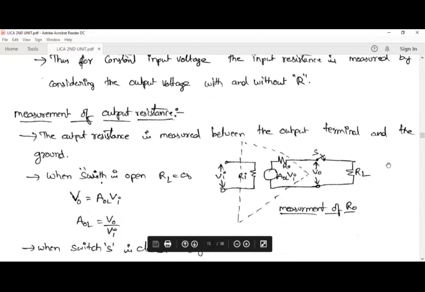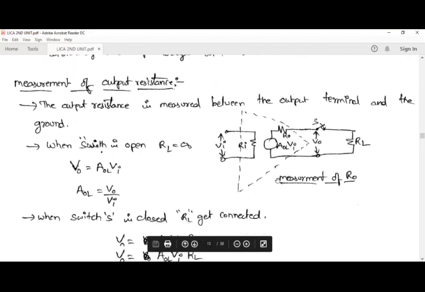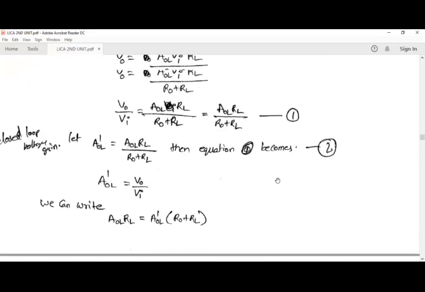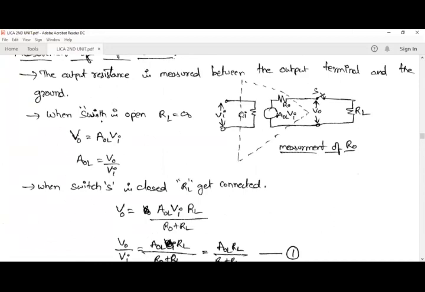We are going to consider this practical op amp, and by using it we are going to measure the output resistance. For measuring this output resistance, we are going to consider this circuit. In this circuit you can see this is an op amp, you know that, and we are going to connect a switch and a load resistor RL. With the help of this switch we are going to measure the output resistance.